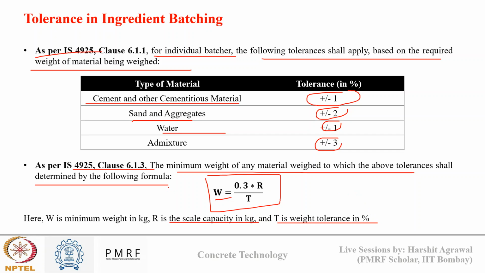Okay, so let's assume we have a weighing scale which has a capacity of 100,000 kg, and I am weighing aggregates on this weighing scale. So I have a tolerance of 2%.